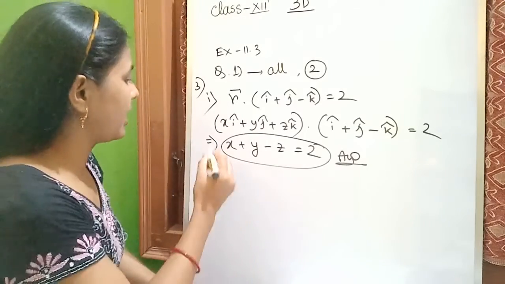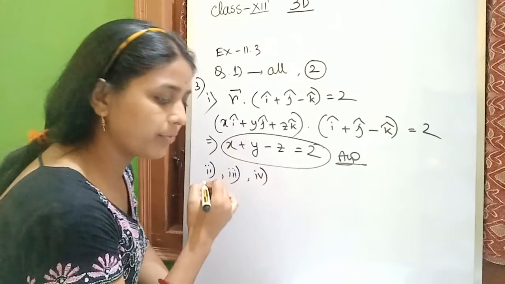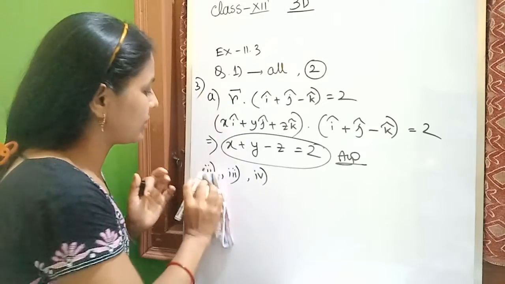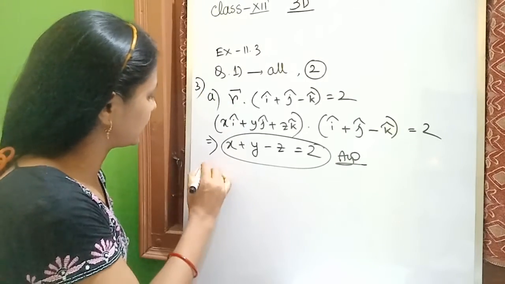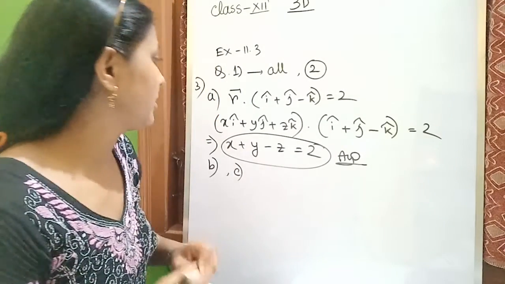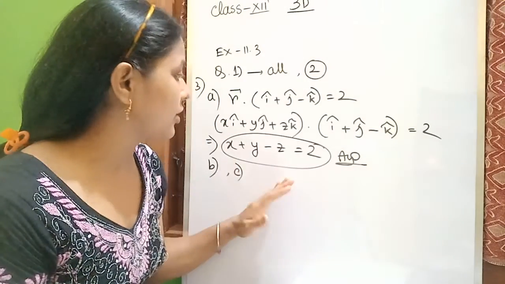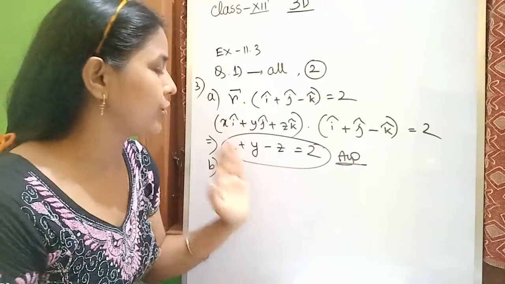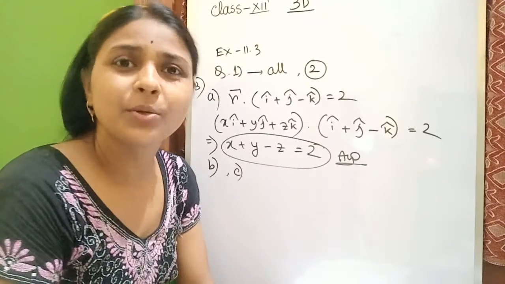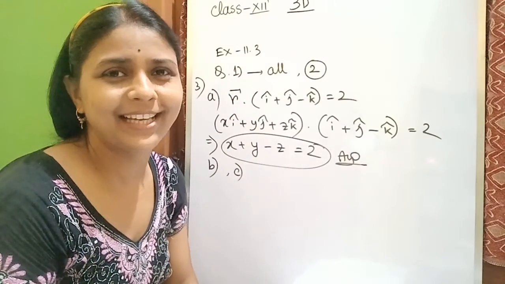In this way you can do number 2, number 3 and number 4. Sorry, this was A. So there are 2 more questions, B and C, and these 2 questions also can be done. So this is all about today's session, students. I hope you all have understood, and now you can do all these 8 questions that I just told you by your own. Okay, so we'll meet in the next video with a different topic in 3D. Till then, have a good day.